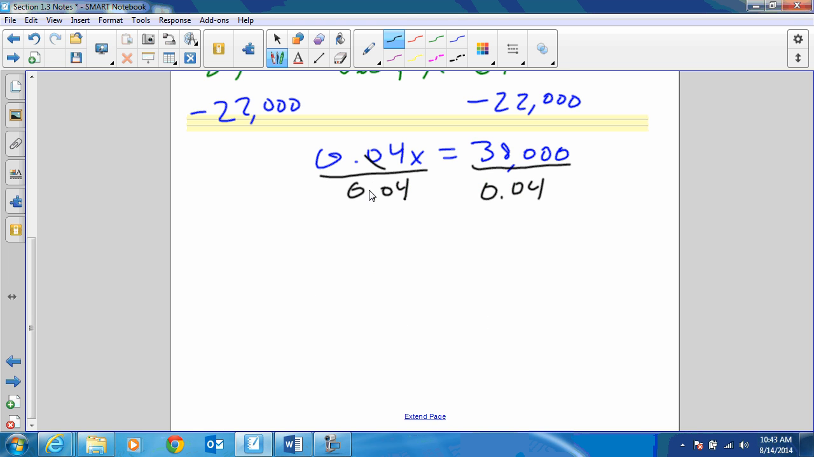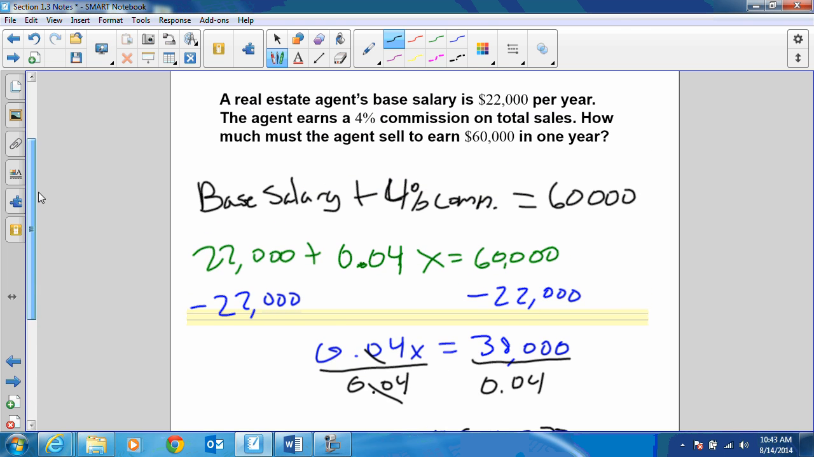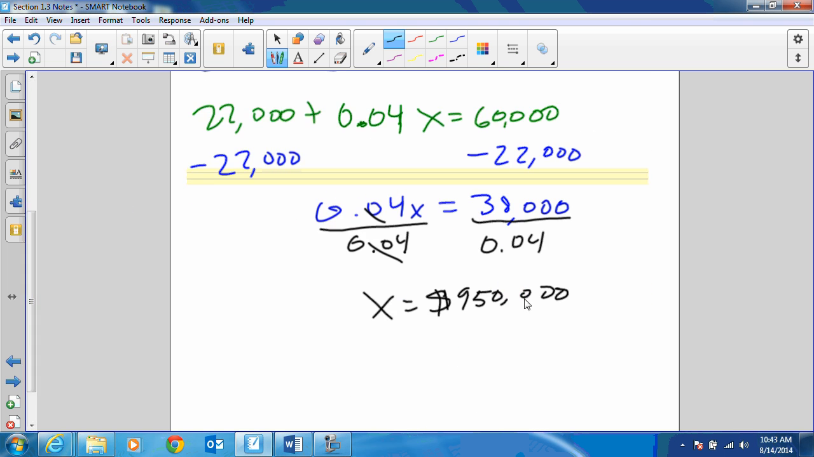So the 0.04's cancel out. We have x equals 38,000 divided by 0.04, which equals 950,000. That is the unknown. That is how much the agent must sell to earn $60,000 in one year. You've got to sell $950,000 in houses, which, if you think about it, is about, depending on where you sell them, 5 houses, maybe more if they're cheaper houses and less if they're more expensive houses.